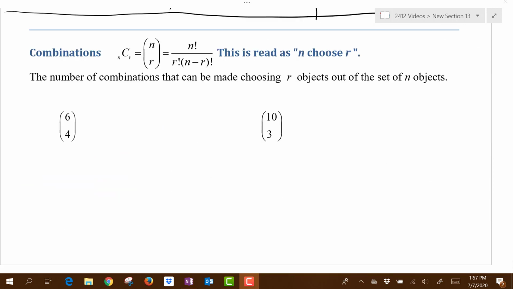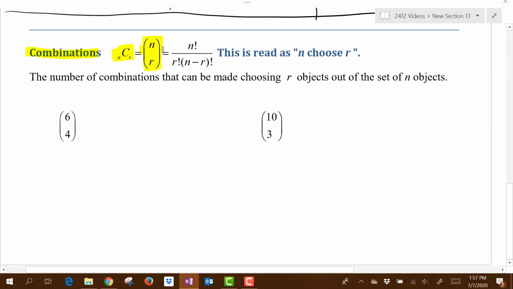Now we're going to look at something called combinations. You will see this notation in the binomial theorem notes, so I want to talk about it here because it is related to the idea of factorials. We use a capital C sometimes to represent combinations. So sometimes you'll see something that looks like this, n with a capital C and then an r. That's exactly the same thing as this. These are both considered combinations.